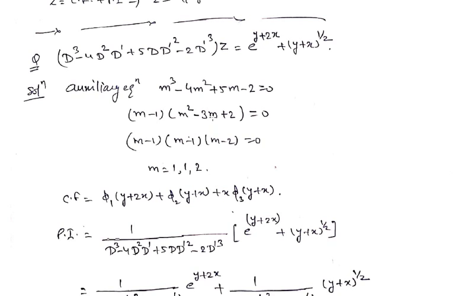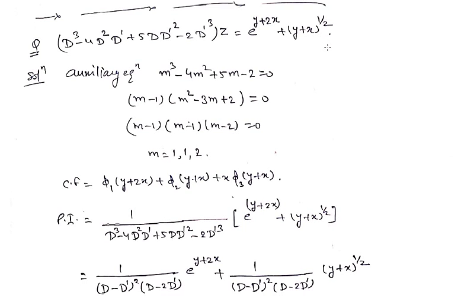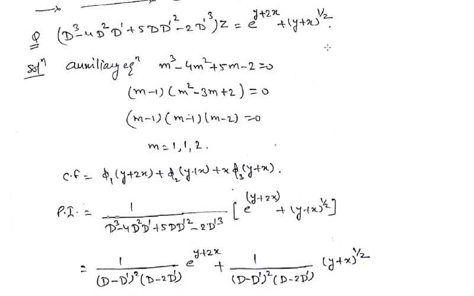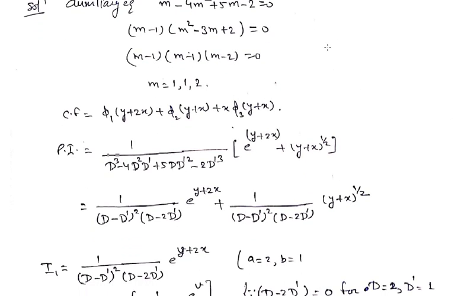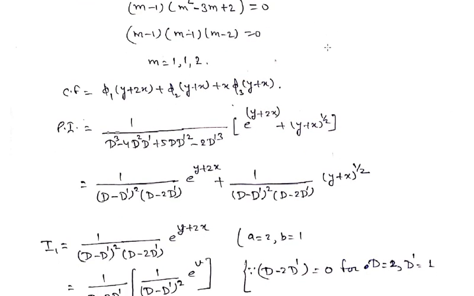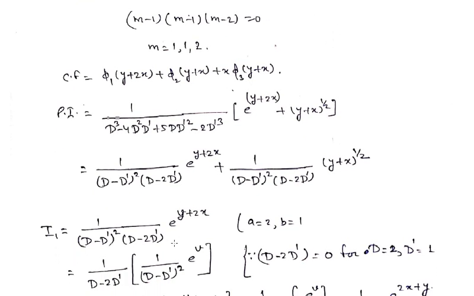Now we calculate PI. Here we have to calculate PI two times. First we have to calculate PI for e^(y+2x), and second time we have to calculate PI for (y + x) raised to power half. So one by one we will calculate PI for both. So first we will calculate PI for e^(y+2x).